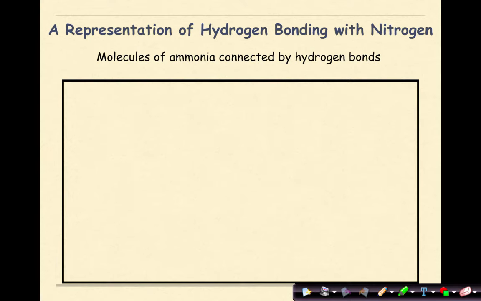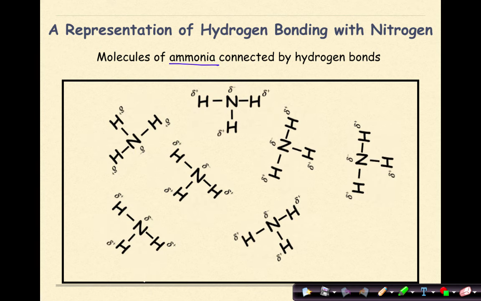Here's the last representation of hydrogen bonding, and it is with nitrogen. Molecules of ammonia are connected by hydrogen bonds. So here's our molecules of ammonia. They are arranged so they can form those weak intermolecular forces of attraction via hydrogen bonding between neighboring molecules and have liquid ammonia, where the hydrogen is slightly positive on one end and the nitrogen is slightly negative on the other end of the force of attraction.